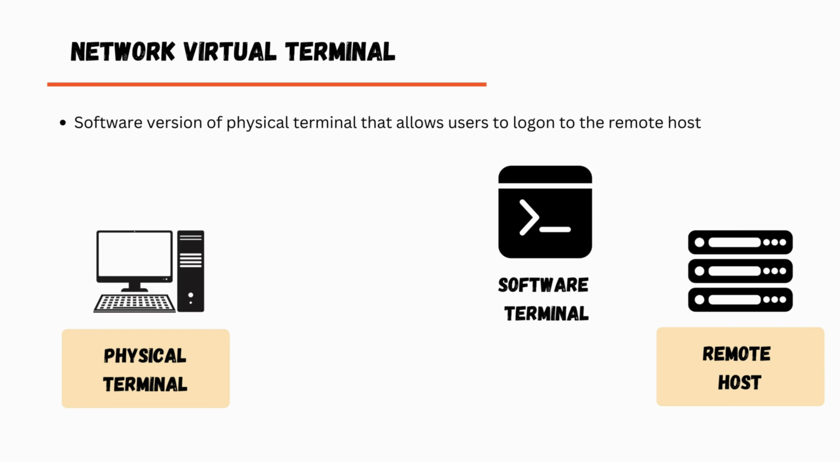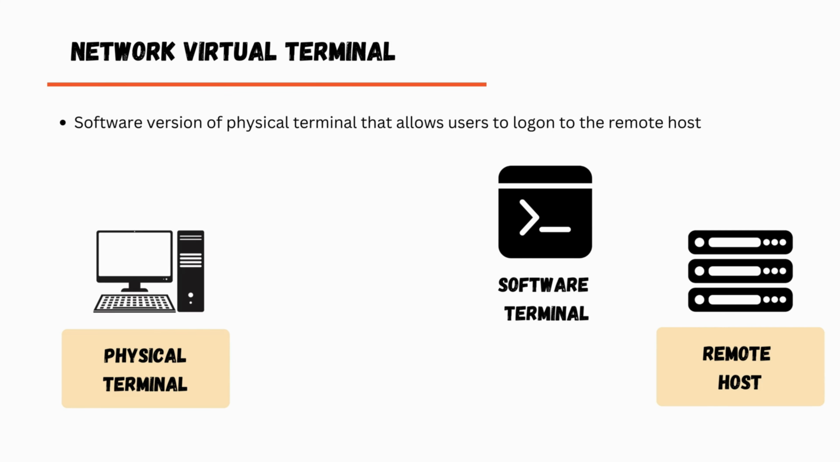Now, if you want to understand this, let us take an example. In this diagram, you can see we have three components available. First one is the physical terminal, then the software terminal, and the remote host. Our purpose here is to access our remote host from the physical terminal through the software terminal. Whenever I want to access the remote host from the physical terminal, I can access it only through the software terminal. This software terminal actually works on the application layer.